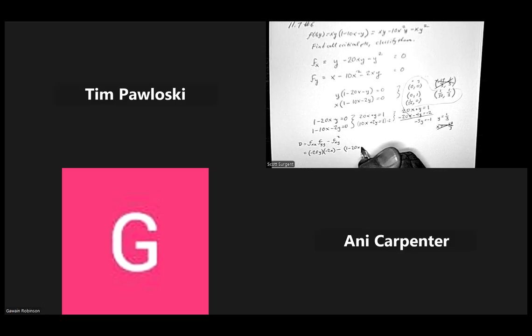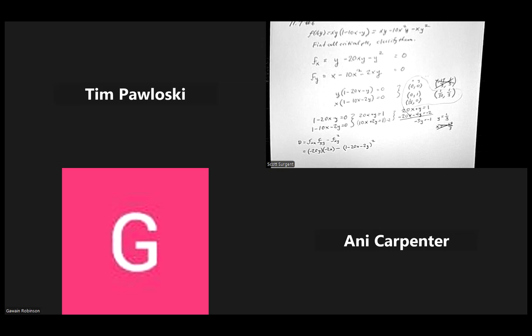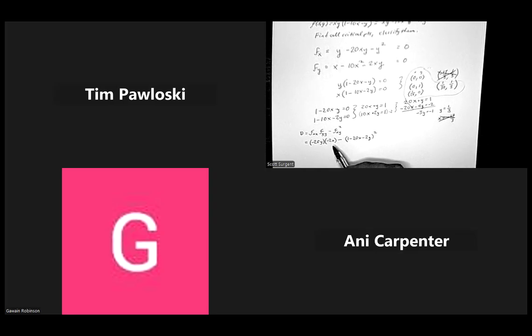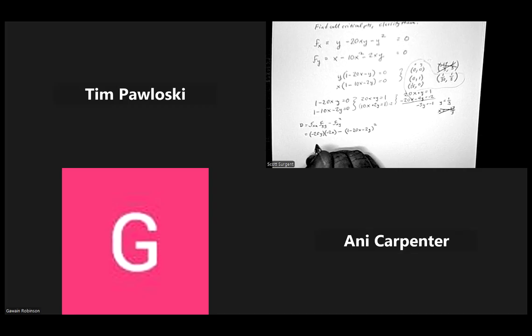20x minus 2y. Now check this out. If I do f sub yx, I get 1 minus 20x minus 2y. I get the same thing. Okay. That's a good check. That should always happen. And then what you do is you just plug in the points. So I'll make a little table. I want to try to keep everything fit there. So I'll just make a tiny little table here.